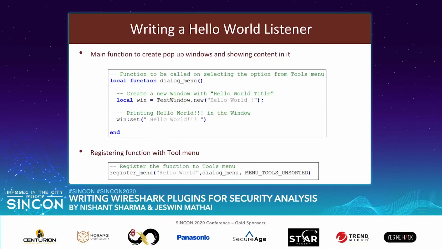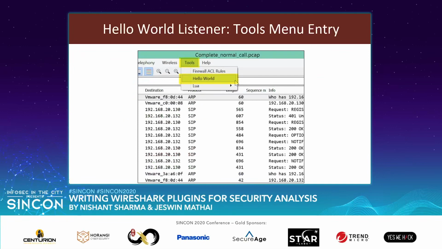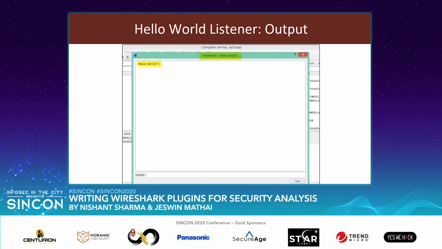And once you write this function, you now want to register it with the Wireshark UI, right? So what we have done, we have registered it with the tools menu. So it will appear as hello world in the menu. You click on it, it will open up a window, and the title of the window will be hello world, 1 exclamation, and the content will be hello world and 3 signs of exclamation. So this is how it will look, hello world. And if you click on it, this is how it is going to show.